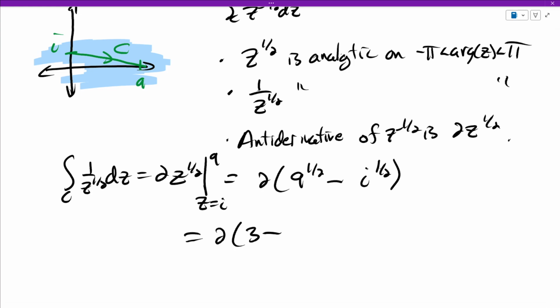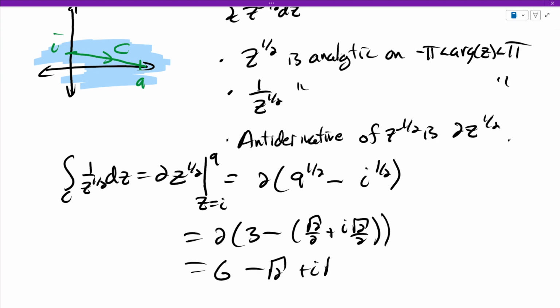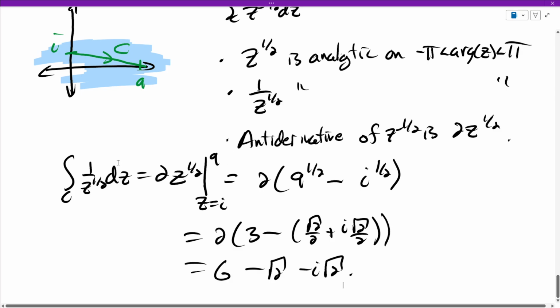So I'm not going to rehash that. What you're going to get is root 2 over 2 plus i root 2 over 2 when you compute the principal square root. The other square root is going to be the negative of this one. But we're going to get 6 minus root 2 plus i root 2, if we were to multiply that 2 in. Oops, minus i root 2 rather, if you were to multiply that root 2 in. All right, so again, although this was not an antiderivative everywhere, it was an antiderivative in the portion that we cared about.